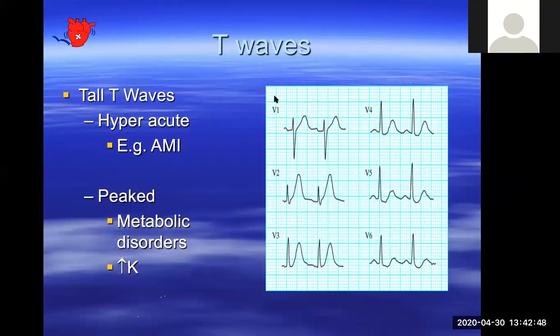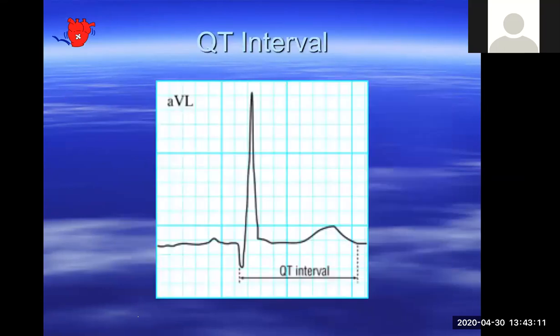So a tall T wave, as we said before, could be a marker. Like in V2 here, look, the T wave is even bigger than the R wave. This could be an early marker of myocardial infarction, but in somebody with renal disease, this could be a sign of hyperkalemia. And if you find ECG changes from hyperkalemia, that's really a patient at risk of dying, so you need to correct their potassium.